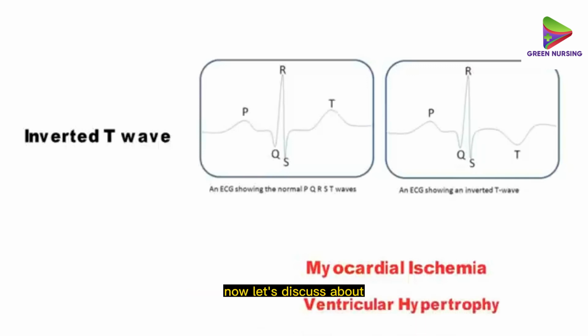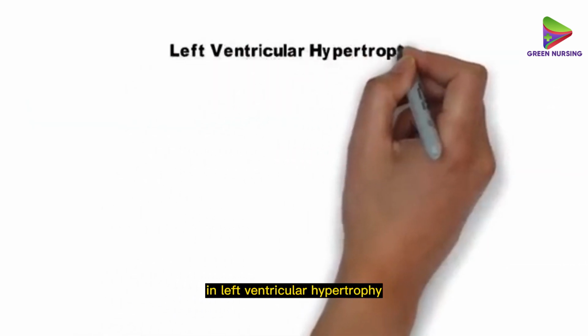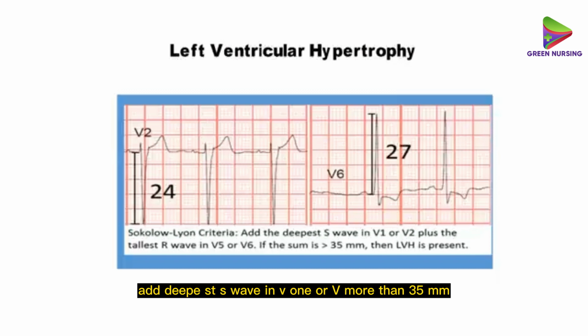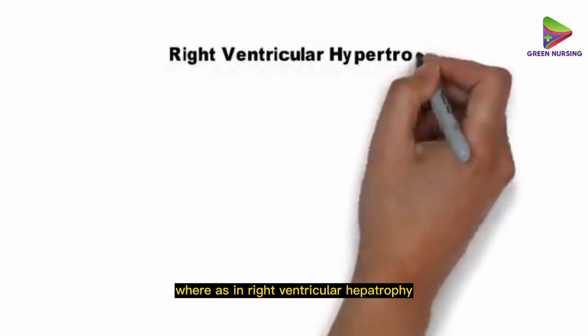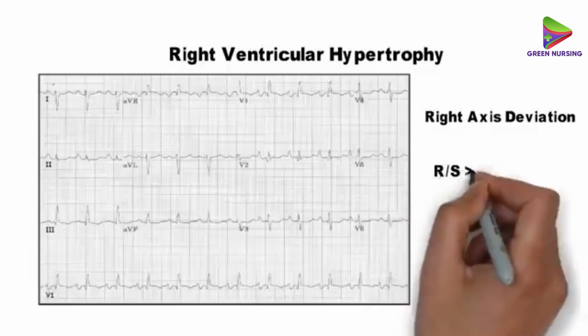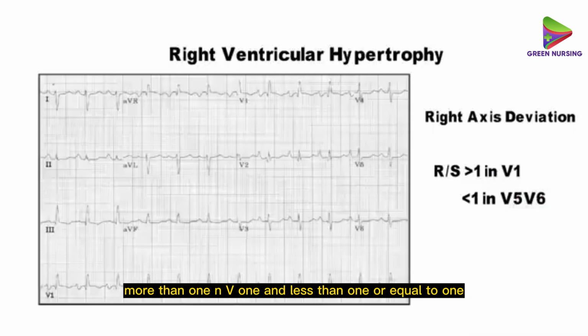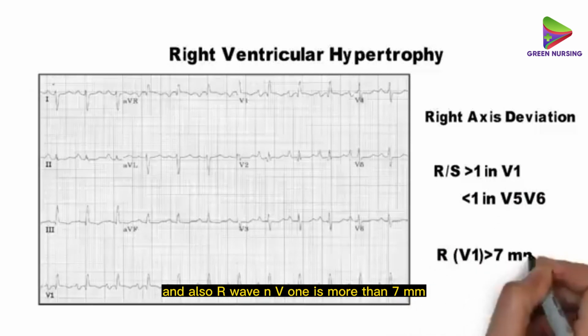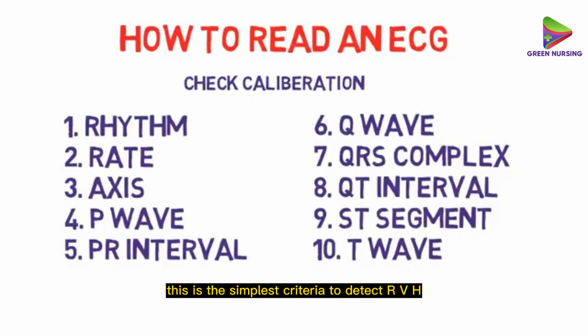Now let's discuss how the ECG looks in hypertrophy. In left ventricular hypertrophy, if the deep S wave in V1 plus R wave in V5 or V6 is more than 35 millimeters, then LVH is present. Whereas in right ventricular hypertrophy, there will be right axis deviation, R/S ratio more than 1 in V1 and less than or equal to 1 in V5 or V6, and also the R wave in V1 is more than 7 millimeters. This is the simplest criteria to detect RVH.